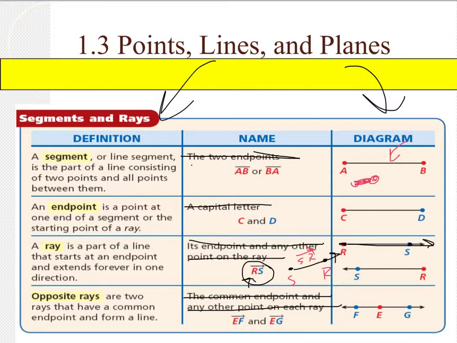Okay? Opposite rays, I just want you to know this. Opposite rays are two rays that have a common endpoint and form a line. So if you look at this diagram down here, it does look like a line essentially with 3 points in it, and that's what an opposite ray is. You could label it as ray EF and ray EG. Notice again, my first letter is E, so that's how I'm going to label it. Ray EF and EG. Alright, moving on.